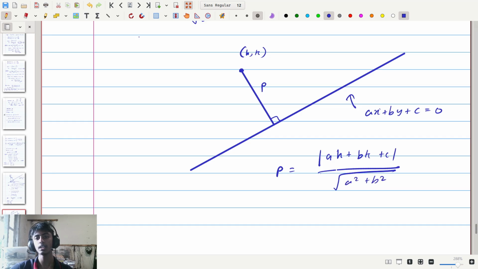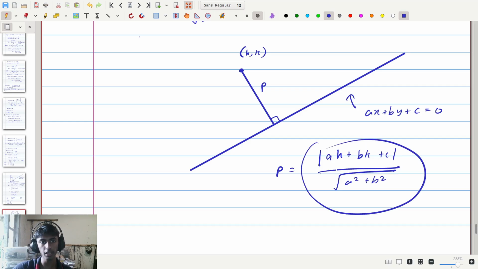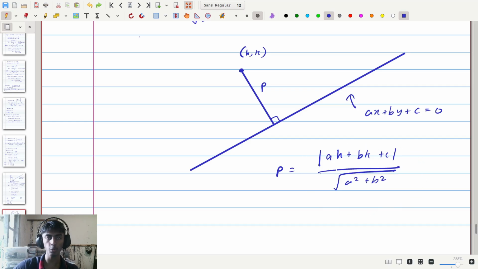You can see, instead of the x value of the line, we substitute the x value of this external point. Instead of the y value of the line, we substitute the y value of the external point, and just write this value and find its numerical value. So therefore, this right here is the expression for the perpendicular distance of a point h comma k away from a line of the form ax plus by plus c.